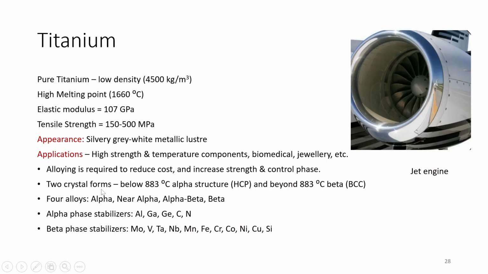There are basically two crystal forms present. Below 883 degrees Celsius, you have the alpha structure, which is HCP, and beyond 883 degrees Celsius, you have the beta structure, which is BCC in nature. And there are four types of alloys: alpha, near alpha, alpha beta, and beta. Alpha phase stabilizers are aluminum, gallium, germanium, carbon, and nitrogen. And beta phase stabilizers include molybdenum, vanadium, tantalum, niobium, manganese, iron, chromium, cobalt, nickel, copper, and silicon.